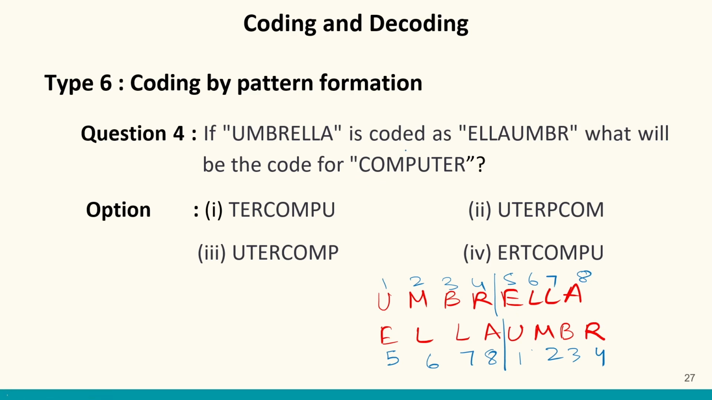So let's do the same thing for computer. Break it down from the middle. So we'll get UTER and then COMP, which is option number 3. So option number 3 will be the correct answer.